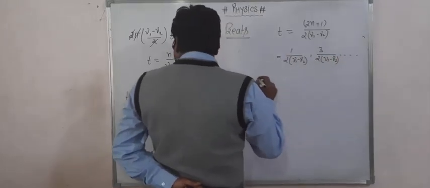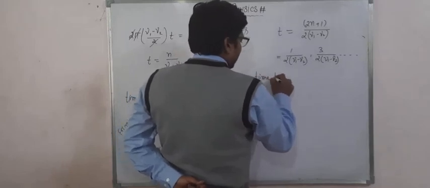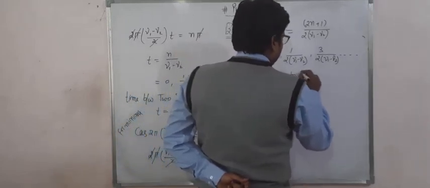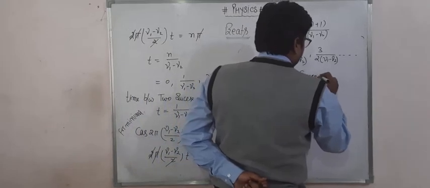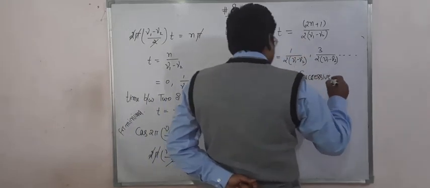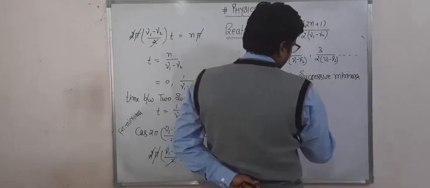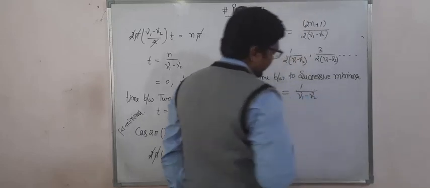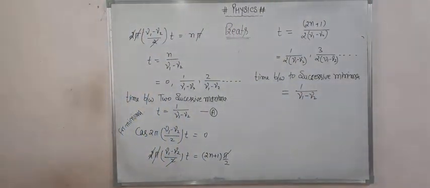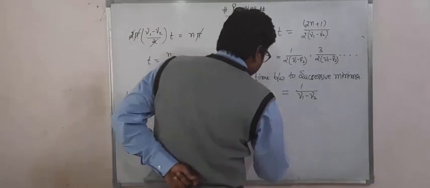The difference is 1 upon (nu1 minus nu2). So the time between two successive minima is 1 upon (nu1 minus nu2), and between two successive maxima is also 1 upon (nu1 minus nu2). So this is the beat period. The time between two successive minima or maxima is called the beat period.